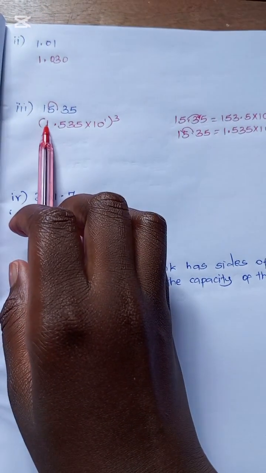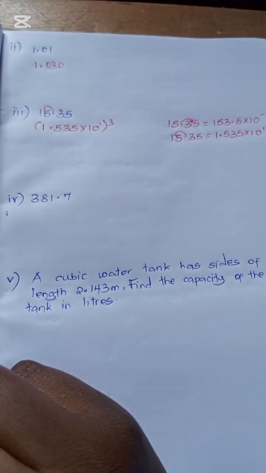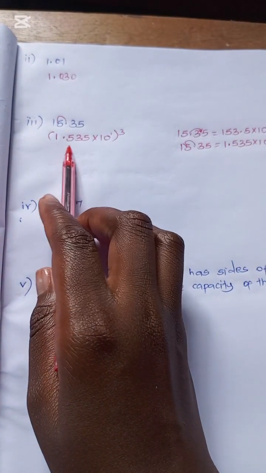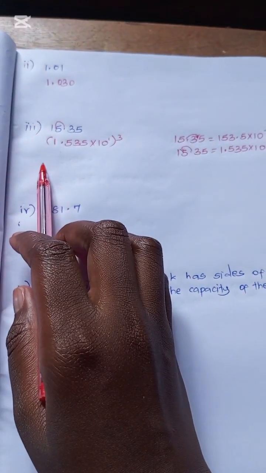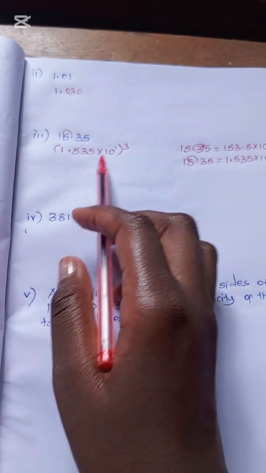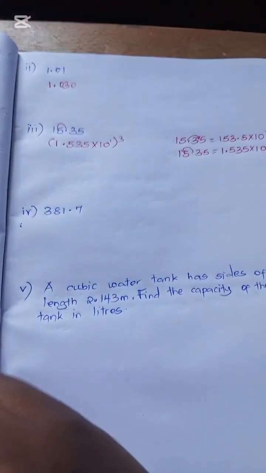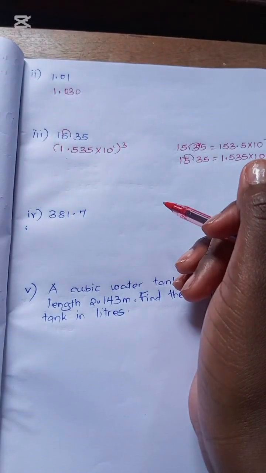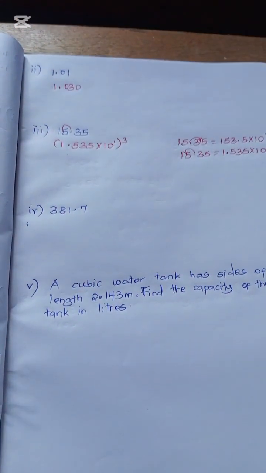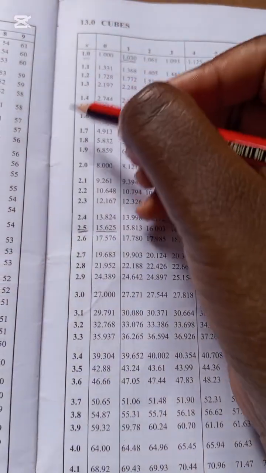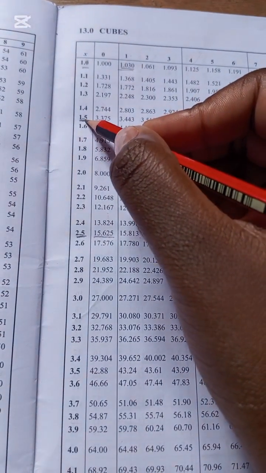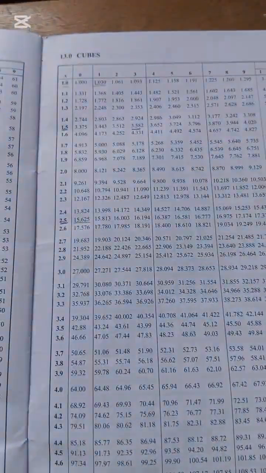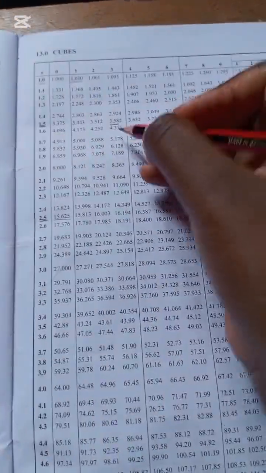So now that we have the standard form, let us find the cube of 15.35. For this case, there is no need of expressing it in fraction because there is no negative integer. It is only 10 raised to power 1. So you can just work with it as it is in multiplication. So let us go to our tables. You will go to 1.5. We have 1.5 here.